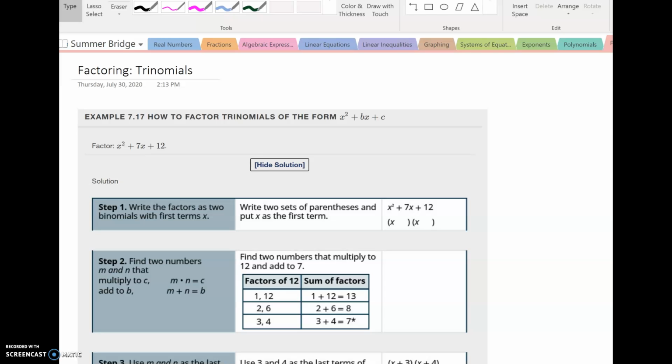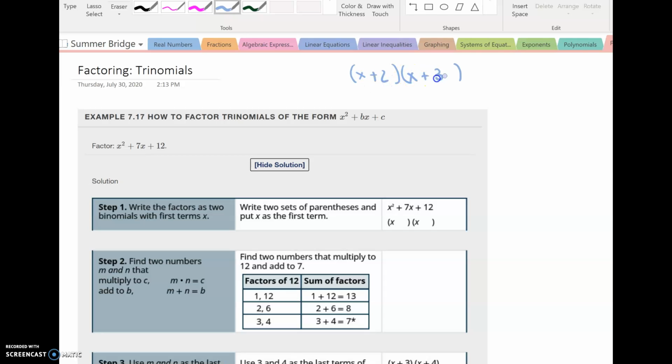Okay. So we're looking at a trinomial and we are going to factor it out into two binomials. And the way we typically do this, if the x squared term does not have a coefficient, meaning you say the coefficient of 1, what we would do is break it up into two sets of parentheses where x is going to be the first term, because x times x is always going to be that x squared.